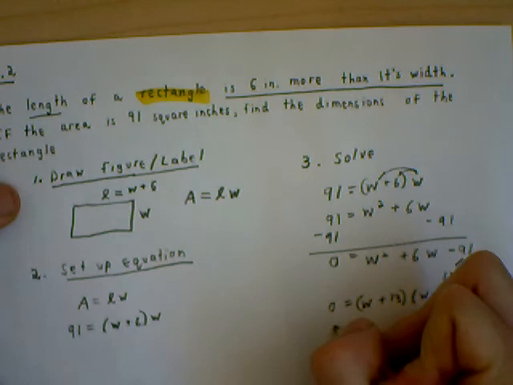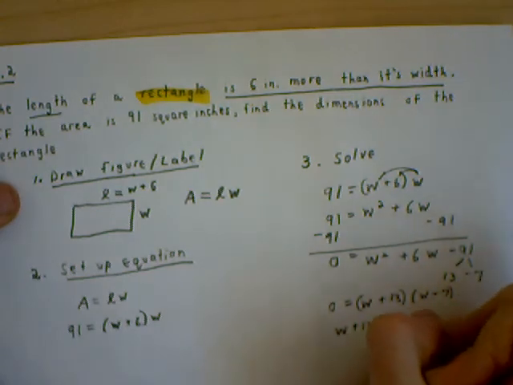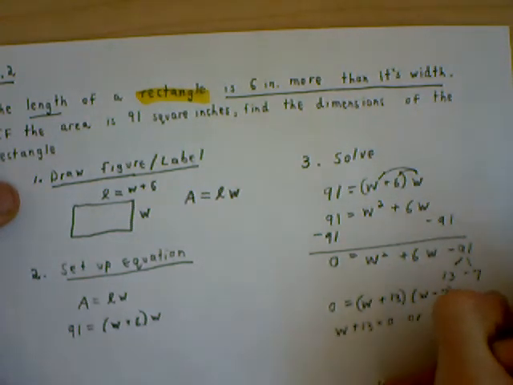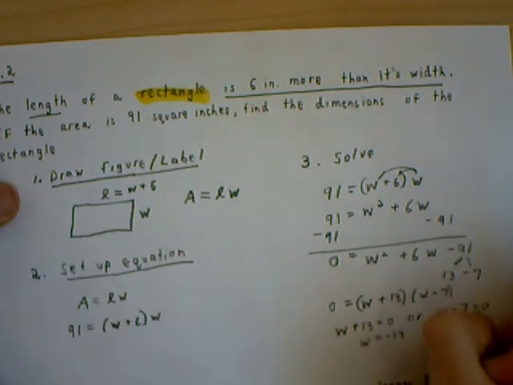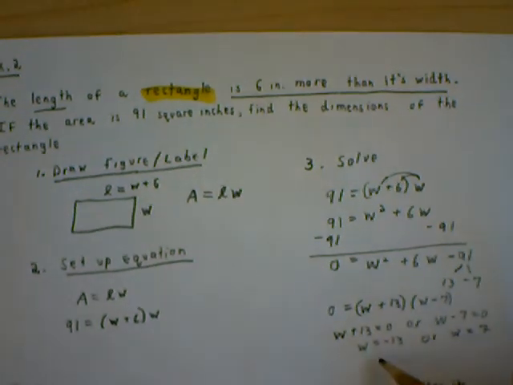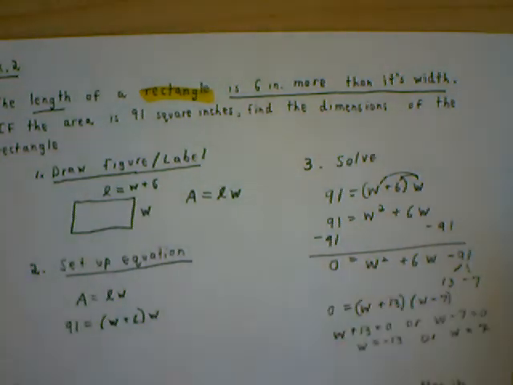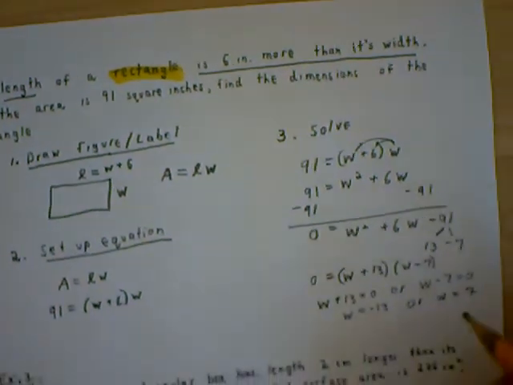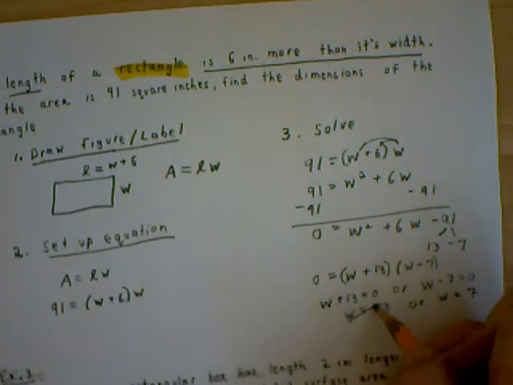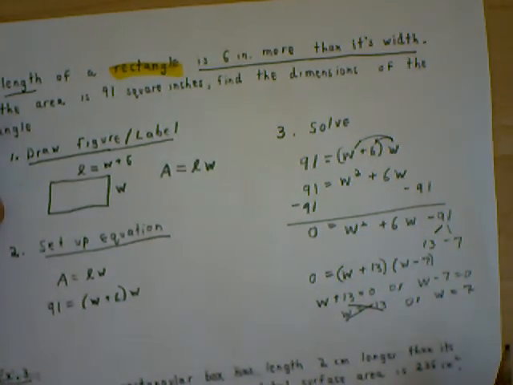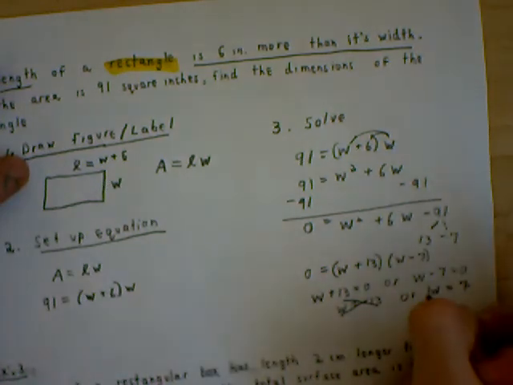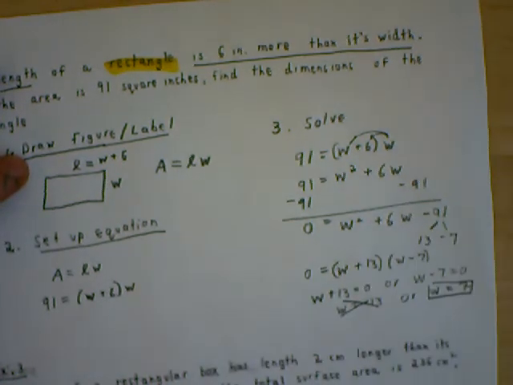Apply the zero product property. So W equals negative 13 or W equals 7. The width of a rectangle cannot be negative. So I know that this solution does not make sense because you cannot have a negative width. Now, from here, I know my width is 7.